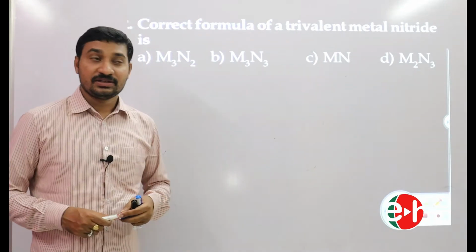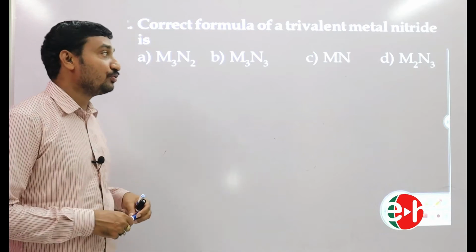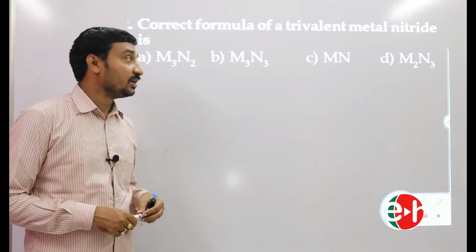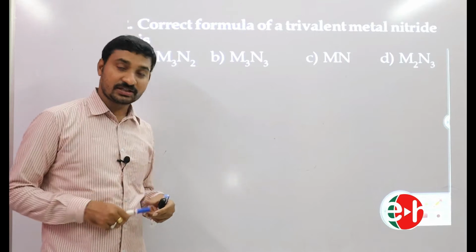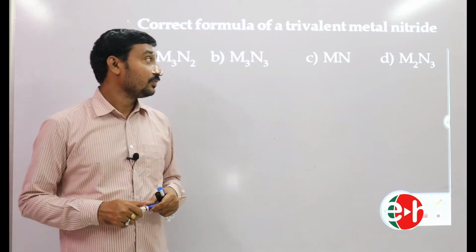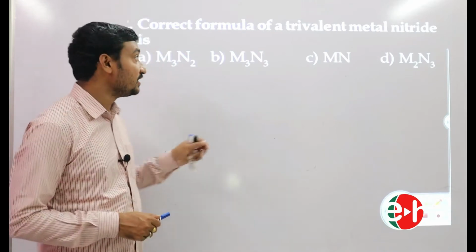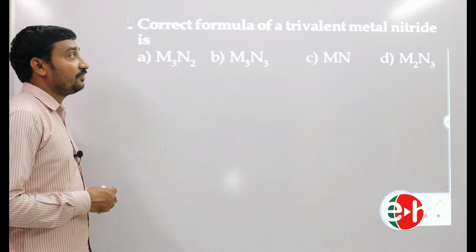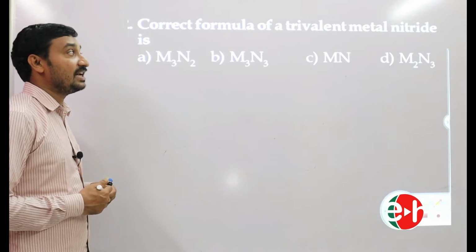In the previous lecture, we discussed how to write chemical formula using the crisscross method. In this class, I am going to discuss some objective questions on writing chemical formula. See this: the correct formula of a trivalent metal nitride.